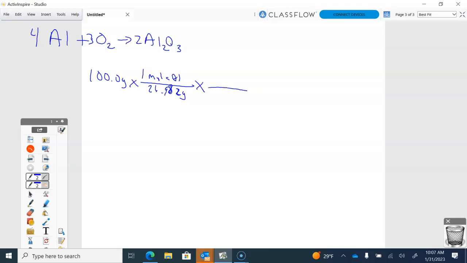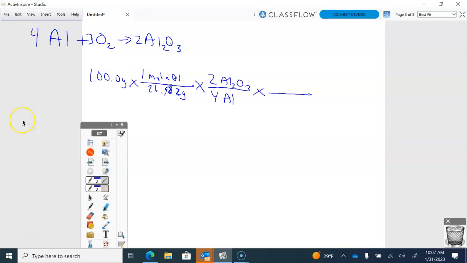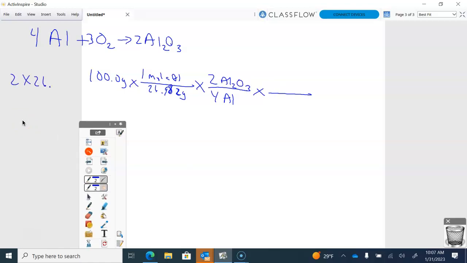Oh, 2 Al2O3s. Oh, I can buy that. 2 aluminum oxides is 4 moles of aluminum. 4 moles of aluminum. I love it. Now I'm in aluminum oxide, so I've got to figure out the mass of aluminum oxide. Ew. That's 2 times 26.982 plus 3 times 15.999.